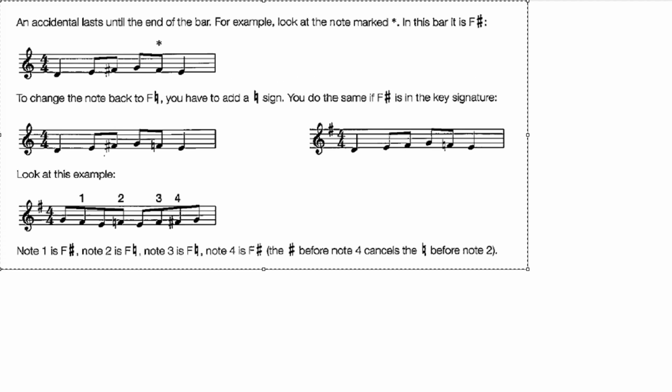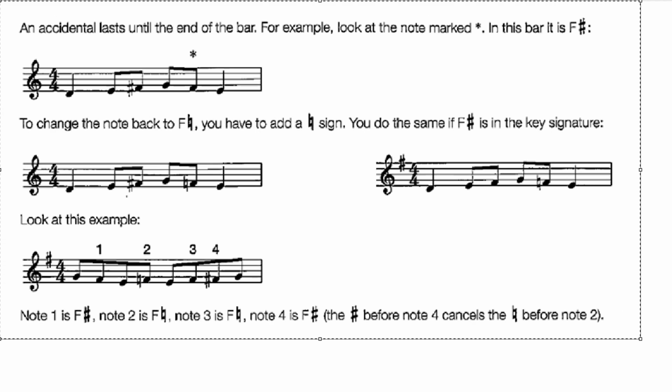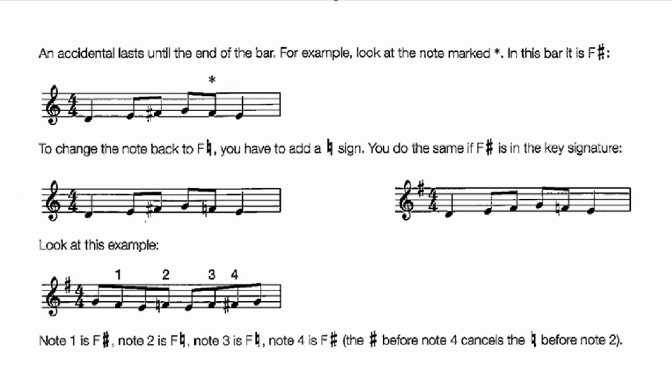Okay, so we learnt last lesson about major keys and the one before that about introducing accidentals, but sometimes we want to go back on what we just did and take accidentals out of the music. We might sharpen an F, but we don't always want it to remain sharp. So the example that they've given right at the top here, that an accidental lasts until the end of the bar. For example, look at the note marked with an asterisk. In this bar, it is F sharp, and it sounds like this. Re, mi, fi, sol, fi, mi. Notice I went back to fi. Yeah. Same going up as it was going down.